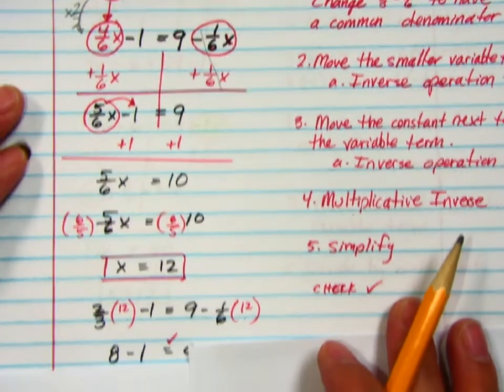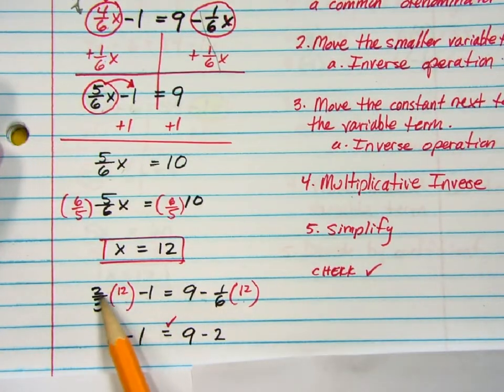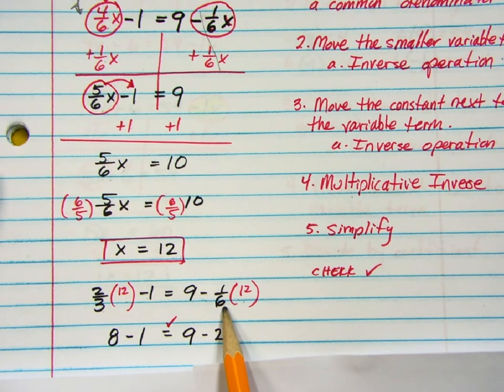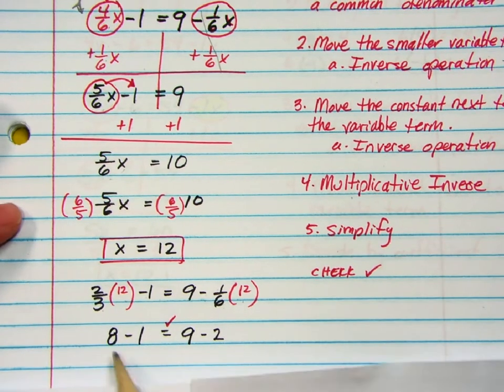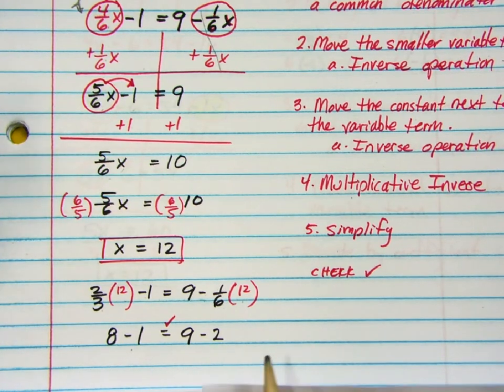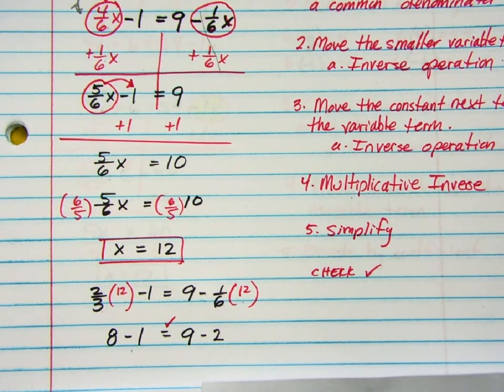So I can go ahead and do this. Simplify my work, right? 2 times 12 divided by 3 is 8. Over here, negative 1 times 12 divided by 6 is negative 2. And then I just double check that works out. 8 minus 1 is 7, and 9 minus 2 is also 7. So it works out for both.